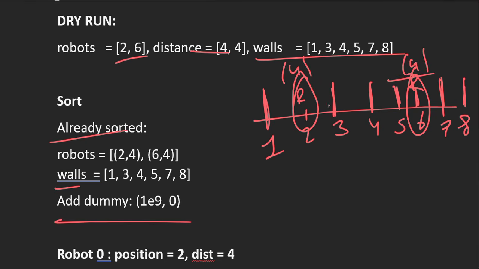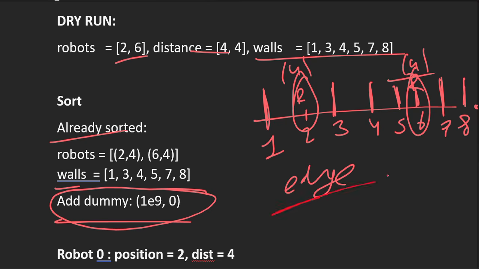So we have sorted them, and then we have added a dummy robot at the end, so we do not have to check the edge cases, right? For that we have added a dummy robot at the end.